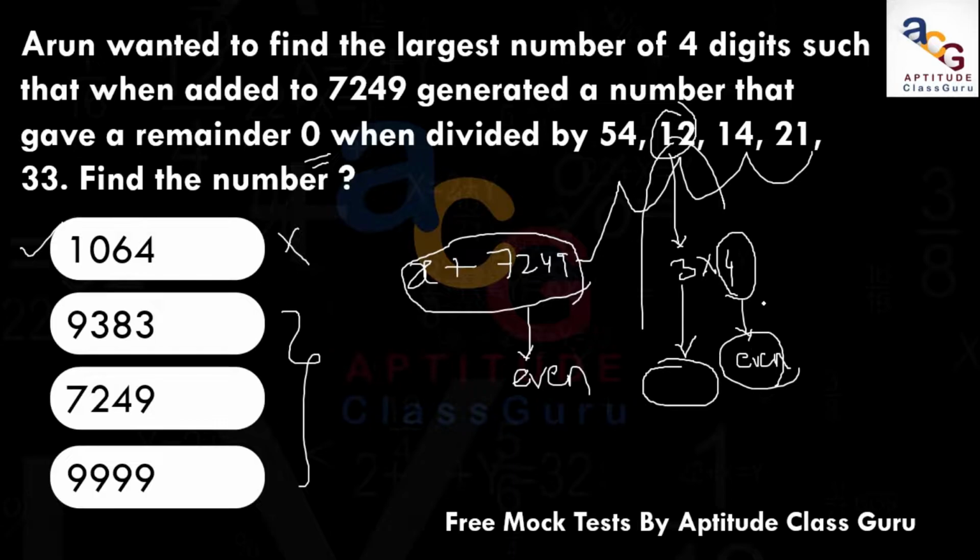So I don't go for the 4 divisibility rule now. I will go for the 3 divisibility rule. What is the 3 divisibility rule? If the sum of all the digits is divisible by 3, the total number will be divisible by 3. So just add the numbers.